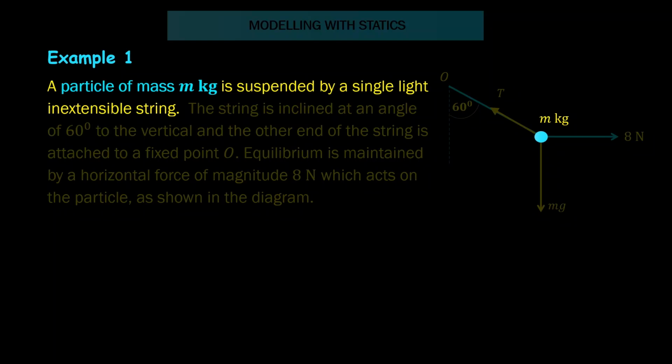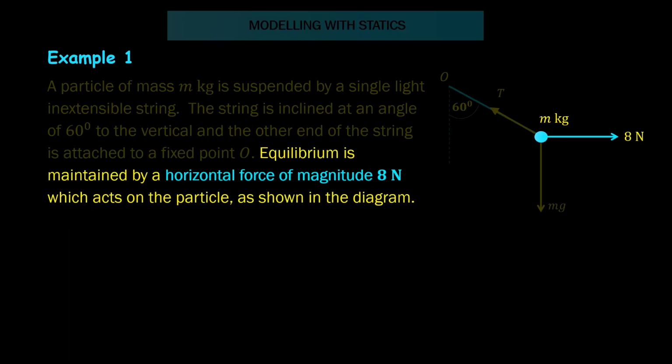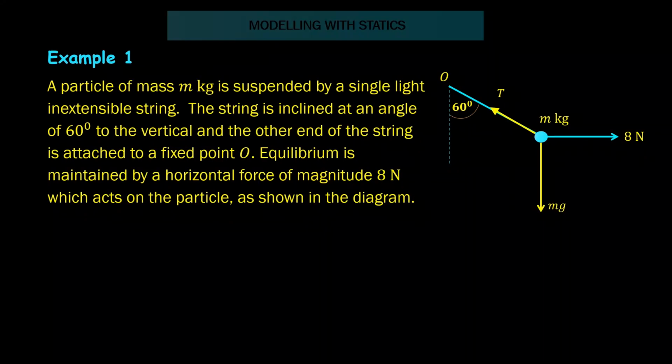Here's our particle of mass m kilograms. And the string here, as you can see, is inclined at an angle of 60 degrees to the vertical, and the other end of the string is attached to O. And on the string you can see the arrow denoting the tension in the string. And of course, equilibrium is maintained by this horizontal force of magnitude 8 newtons. And of course we have the weight of the mass, mg.